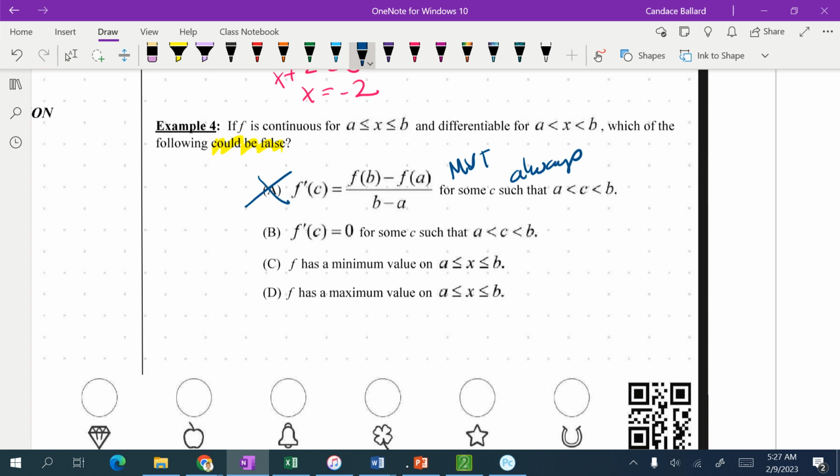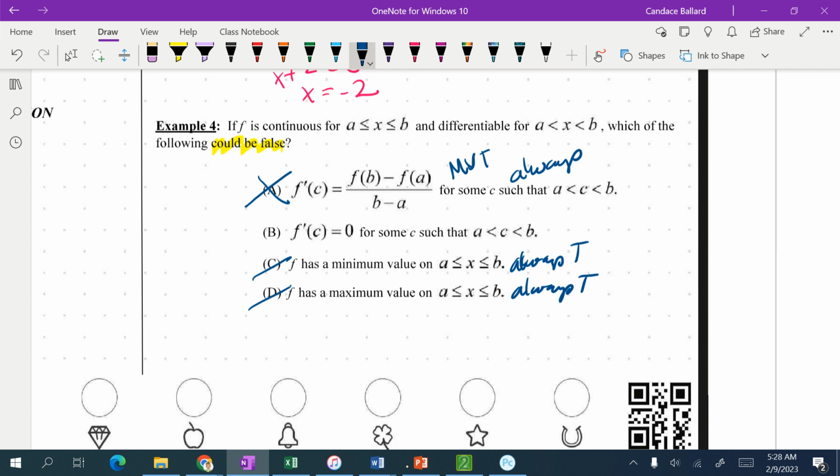I'm going to pop down to choice C and D now. It says f has a minimum value on the closed interval from a to b, and f has a maximum value on the closed interval a to b. Those are very similar, so we know that they'd either both have to be true or both have to be false. And we've learned that you have to have a maximum and a minimum if you are on a closed interval. So these are both always true. Always true. Always true. So it cannot be C or D. So it has to be this one right here.